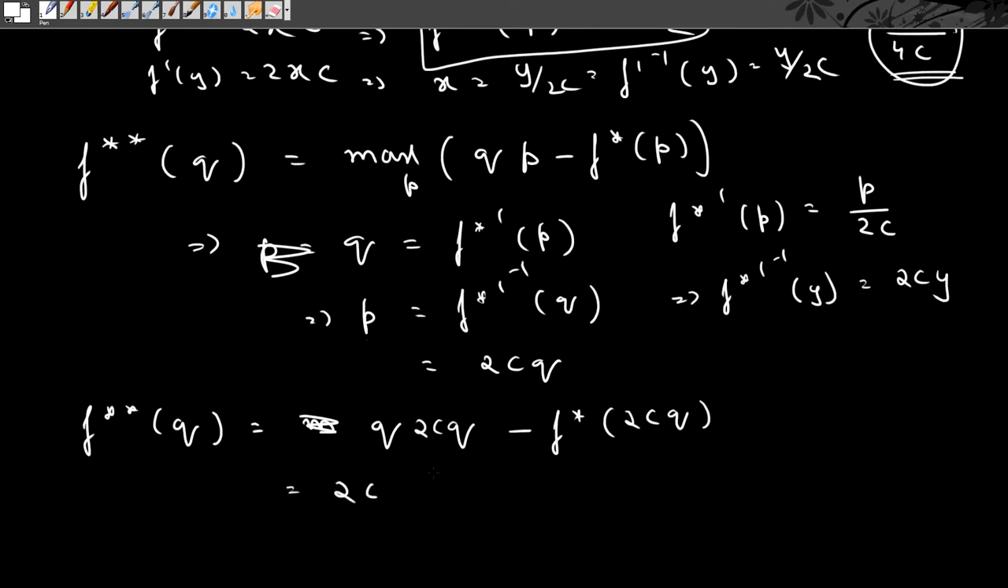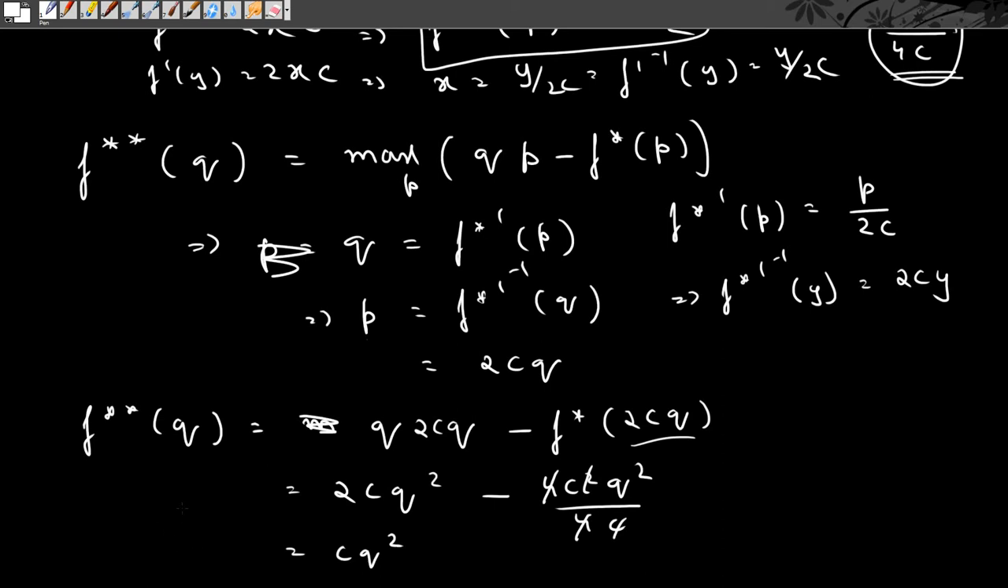This is 2cq square minus, I substitute 2cq instead of p in p square by 4c. So this will become 4c square q square by 4c. So this will get cancelled, this will get cancelled. So the final answer is cq square.